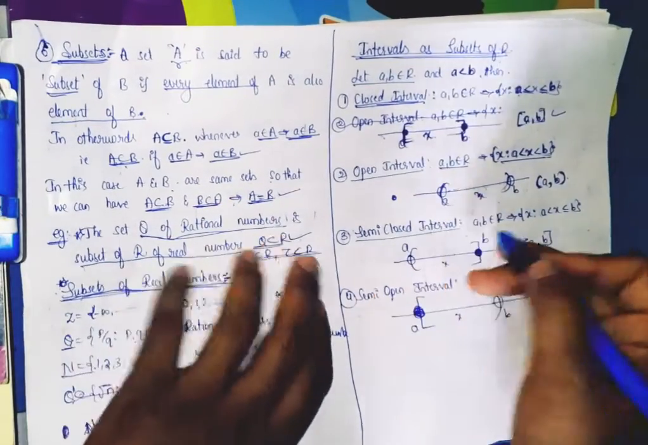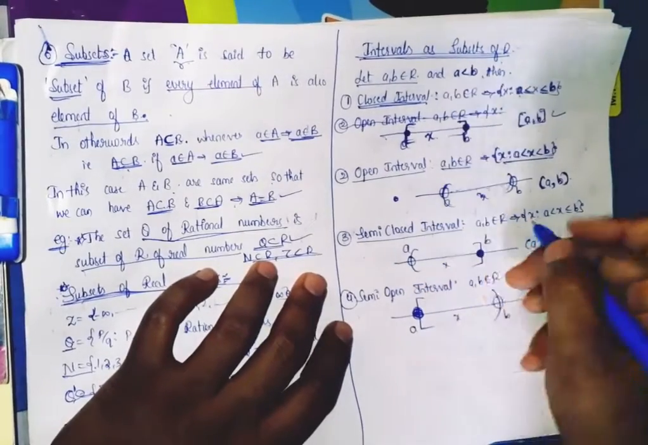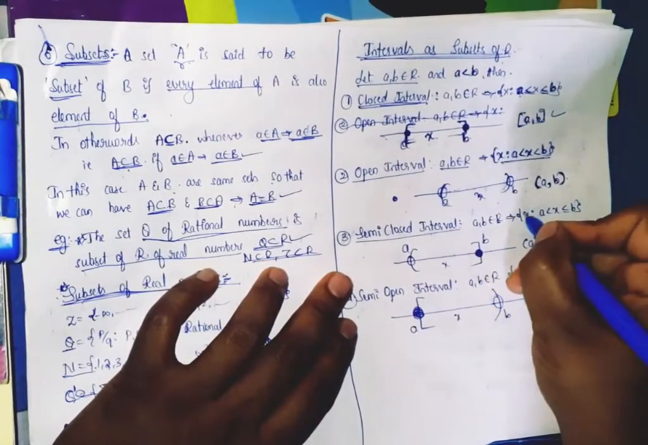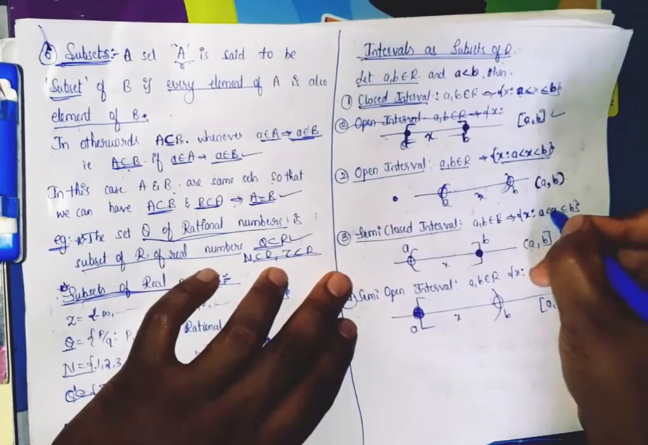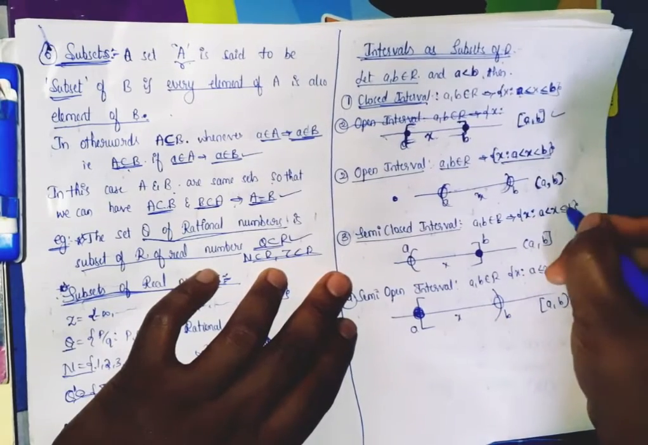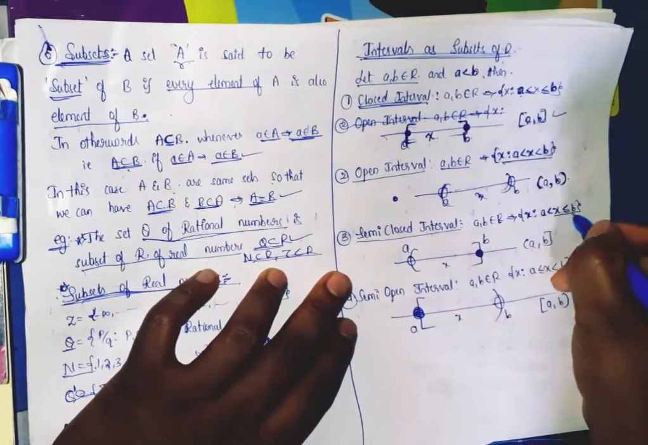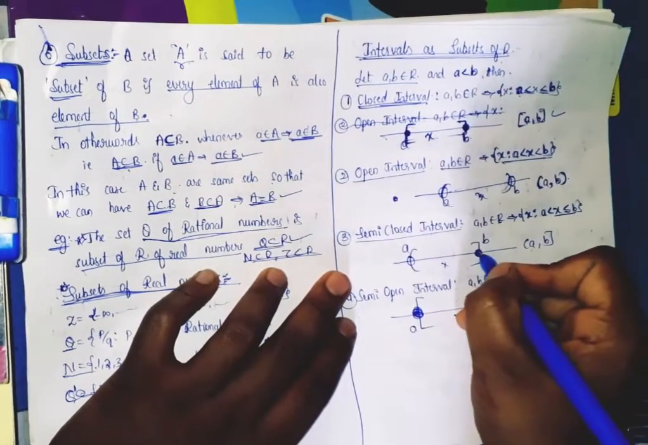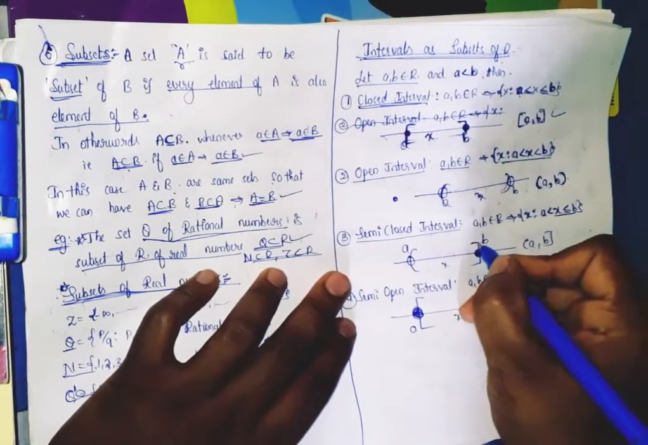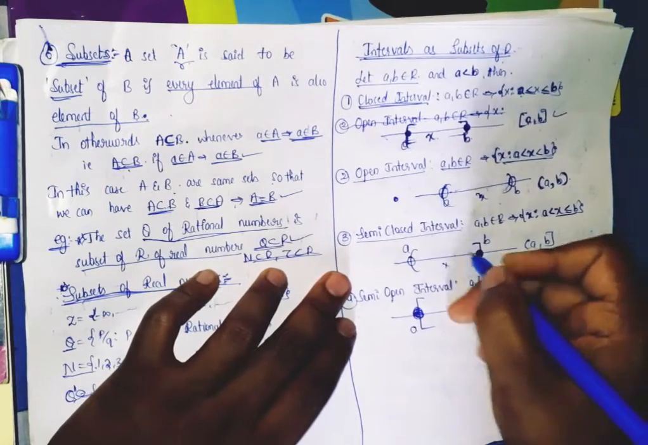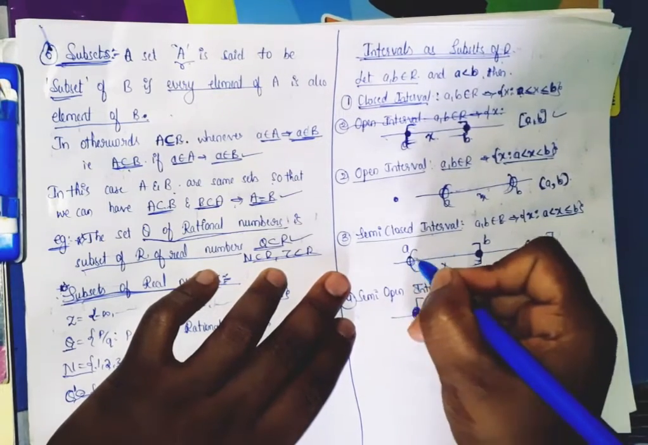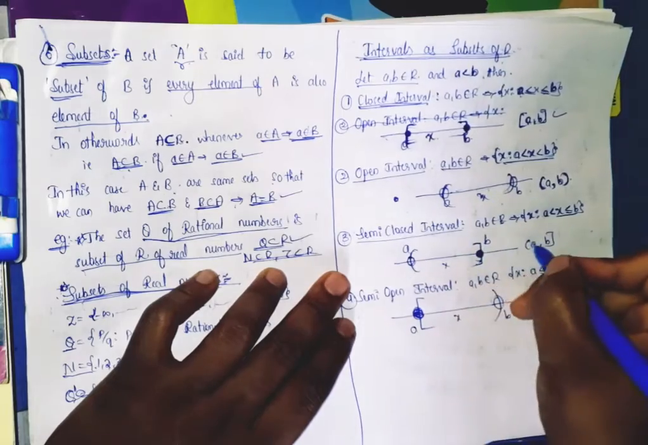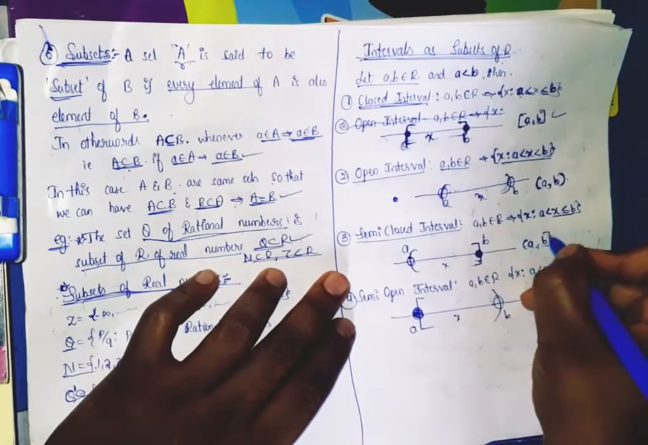And the semi-closed interval. Here a, b belong to R and x such that a is less than x but x is less than or equal to b. Here x might fall on this boundary, but here x cannot fall on the other boundary. That is why it is called a semi-closed interval.